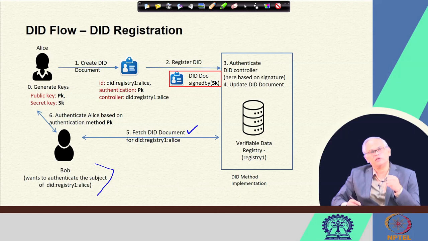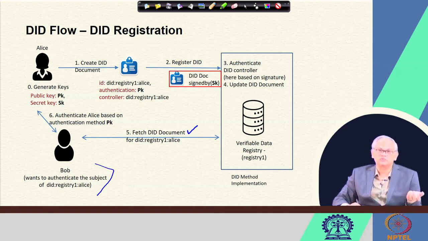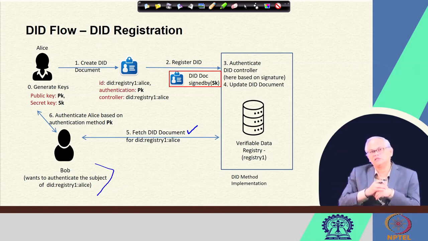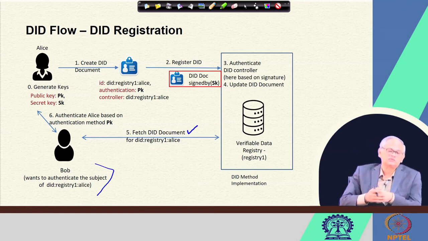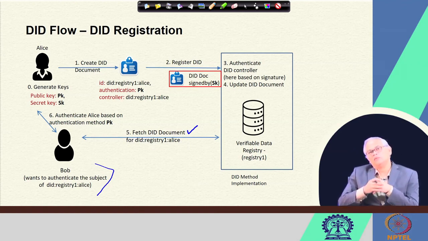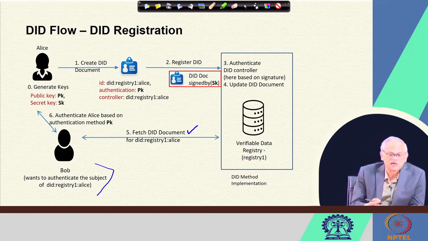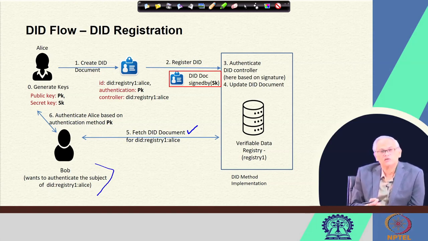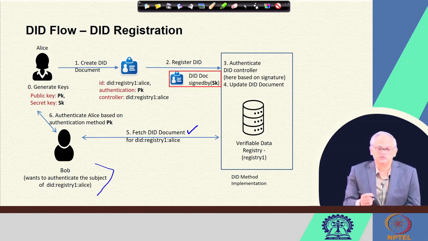So, it will use the public key of the controller to see that this is a correct, digitally signed document, and also that it is indeed for Alice, because Alice might say, go and fetch this URI, that is mine. So, how does it know? Because Alice's public key can be used now to decrypt that and verify the digital signature of Alice. So, once that is done, Bob can authenticate Alice based on the authentication method, which in this case could be public key cryptography using the public key PK that was generated in step number 0, which was the generation of the keys.